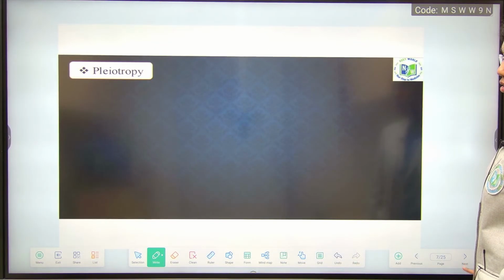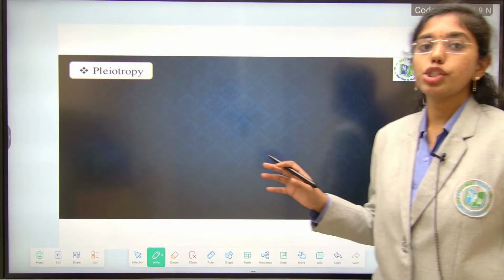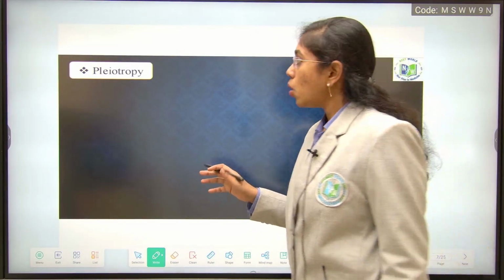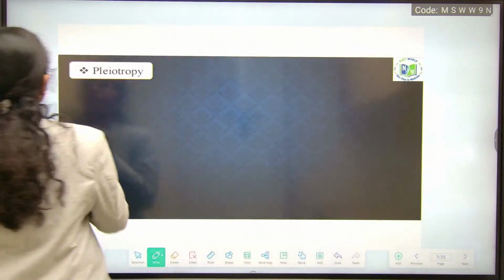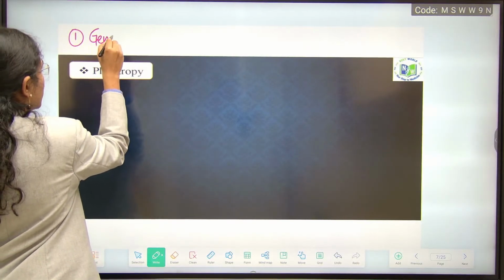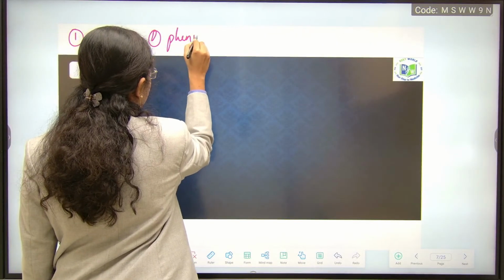Multiple allelism is also clear to us. Now we need to learn one more concept which is deviating from Mendel's law of dominance, that is pleiotropy. One gene is showing one phenotypic expression according to the law of dominance. One gene will show one phenotypic expression.